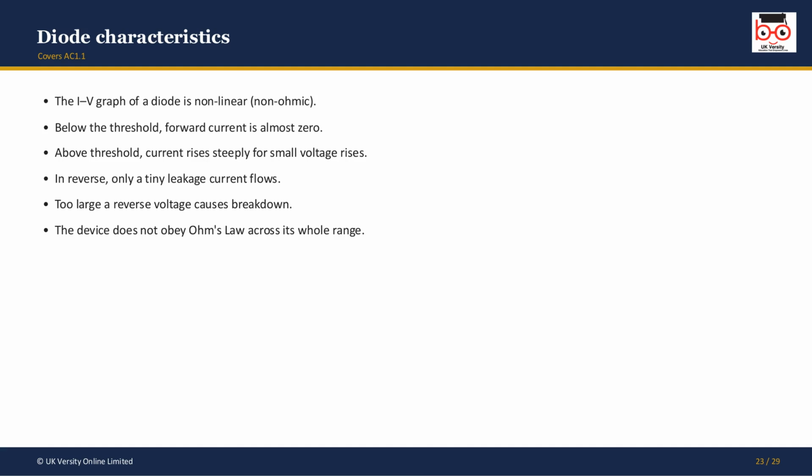If you plot a diode's current against voltage, the line is distinctly not straight, which makes it non-ohmic. Below the threshold, almost no forward current flows, but once you pass it, the current shoots up steeply for only a small rise in voltage. In reverse, just a tiny leakage current gets through, until, if you push the reverse voltage too far, the diode breaks down. So across its full range, it simply doesn't obey Ohm's law.